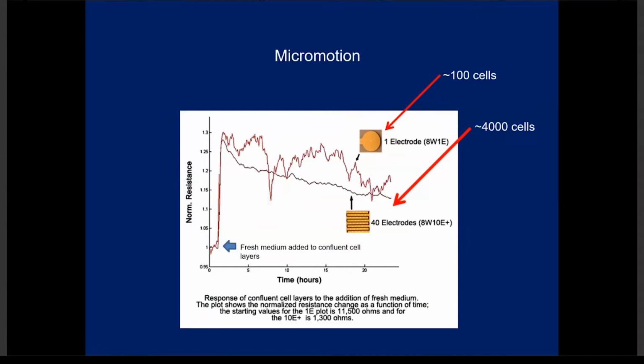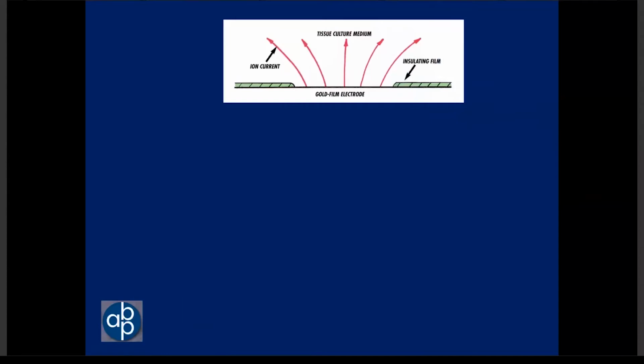But when we have 40 electrodes, 40 times the number of cells being measured, although we see the trend of the resistance going up and coming down as the cells adapt to the new growth factors and so on in the fresh medium, we can eliminate most of the micromotion. For today's work, though, we're interested in that 1E electrode, that small population of cells. We see these changes because the cells are going to interfere with current flow.